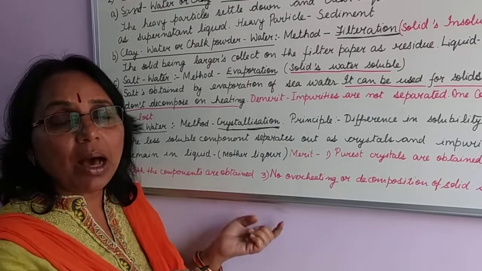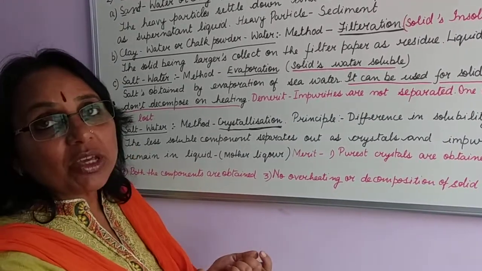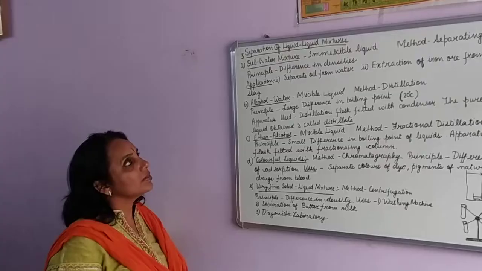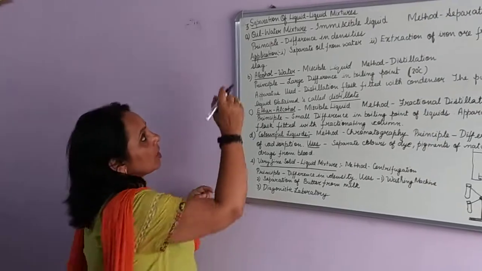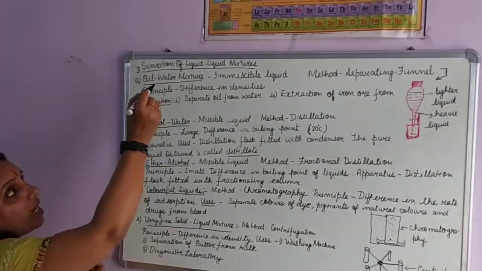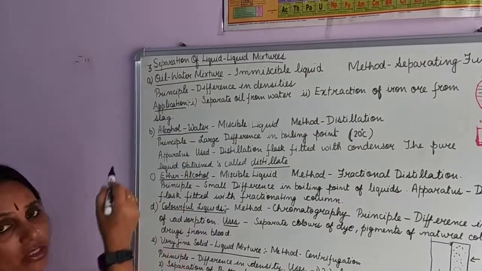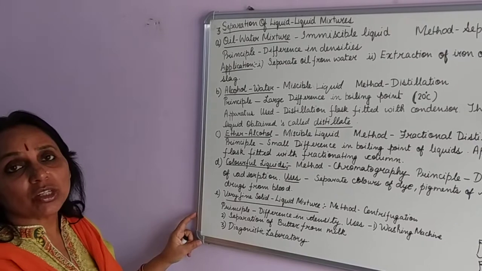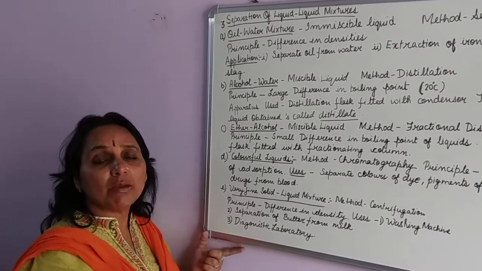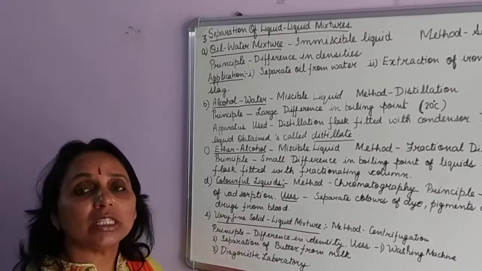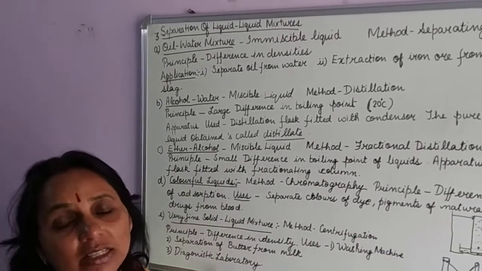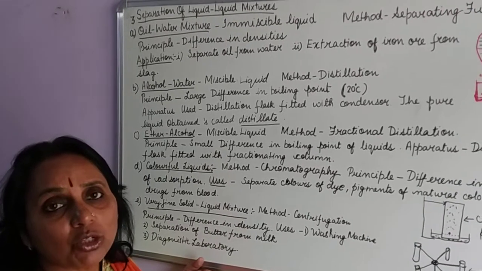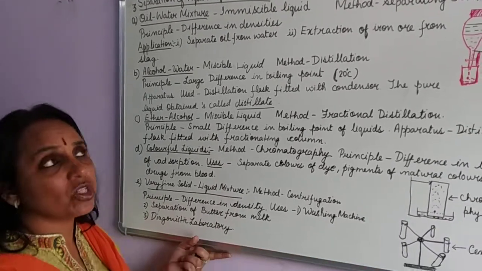Now we shall study about the third type of mixtures, that is separation of liquid-liquid mixtures. Here we have two categories. Liquid-liquid mixtures where one of the liquids is immiscible. Immiscible means there is a difference in density of the two liquids. As a result, both the liquids do not mix up well. They do not form a homogeneous solution.